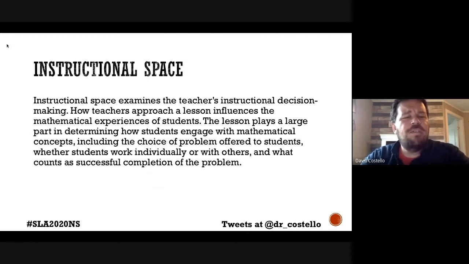And the lesson plays a large part in determining how students engage with the concepts, such as the choice of the problems, whether they work individually or with others, and what counts as successful completion. But how you craft the lesson also reveals to students what a, quote unquote, if you can see my hands, what a good mathematician looks like. And that's what comes out from your planning.